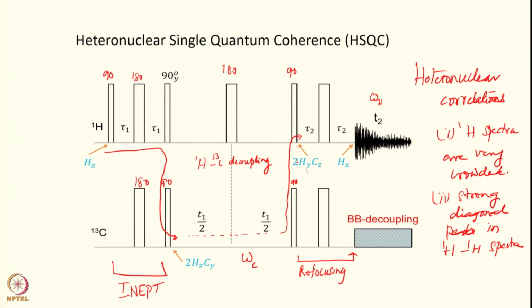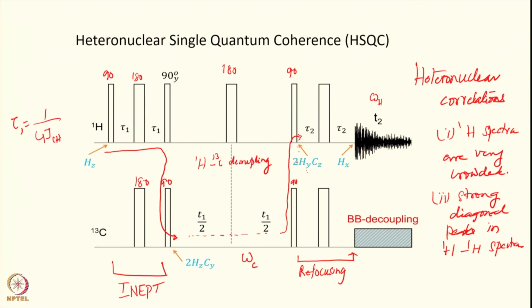We start with the proton magnetization, which is the Z magnetization, and during the first INEPT sequence we transfer the magnetization to the carbon, it comes as antiphase magnetization. Now what does this tau 1 depend upon? Tau 1 depends upon the time required for this INEPT transfer. Typically in the case of proton carbon, tau 1 will be of the order of 1.7 milliseconds, that is approximately 1 by 4J. Tau 1 is equal to 1 by 4J CH.